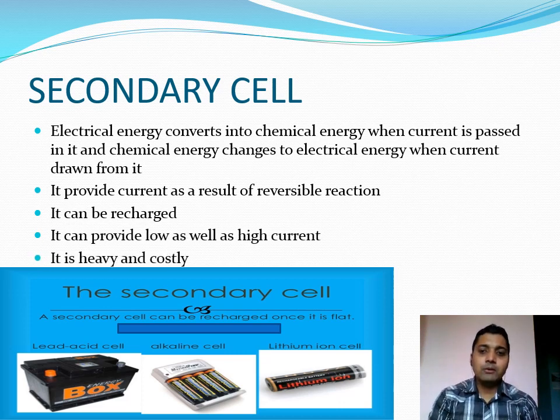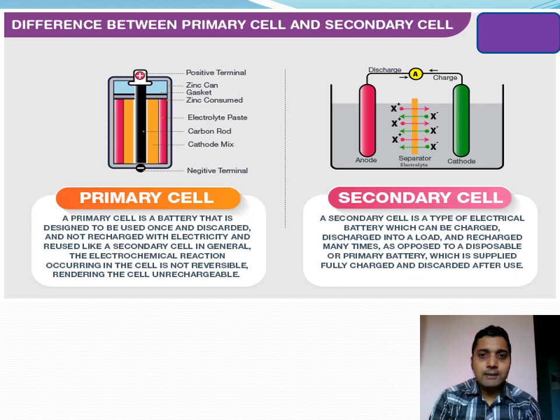and it provides low as well as high current. Depending upon the use and the capacity of the battery, some batteries give less current, some give more. It is heavy, because an inverter battery has more weight, and it is costly, meaning the rate is very high compared to primary. So both primary and secondary cells are used to change chemical to electric energy, but there are certain differences between them: one can be recharged, one cannot, one is heavy and the other is light, one is costly and the other is cheap.